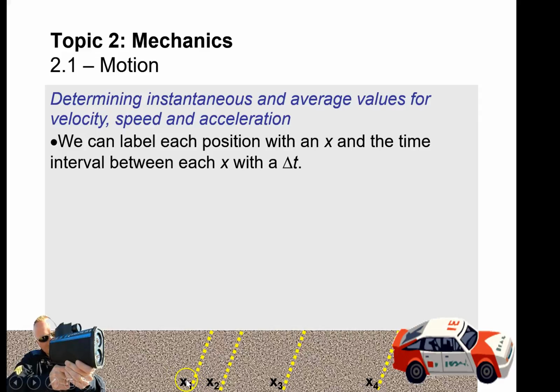Okay? Well, moving forward in here, we can label each of these positions with an X. So X1 for first position, X2 for second position, X3 for third position, and so on. And the interval between them is going to be delta t. And that time is always the same.